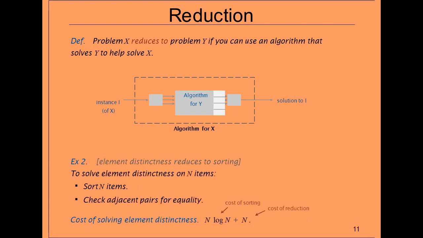Another example is element distinctness reduces to sorting. So again you will take help of Y, which is sorting, and then you will check adjacent pairs. Now see here the cost of reduction. So it is now n. Okay, so now the element distinctness problem reduces to sorting, which takes time of reduction as n.